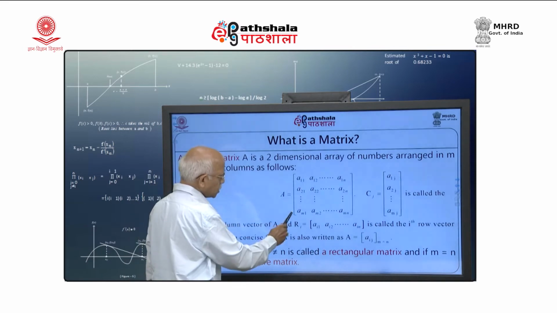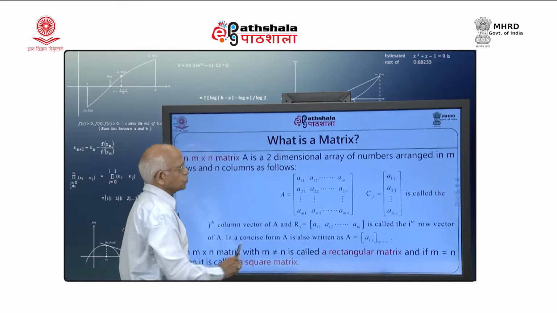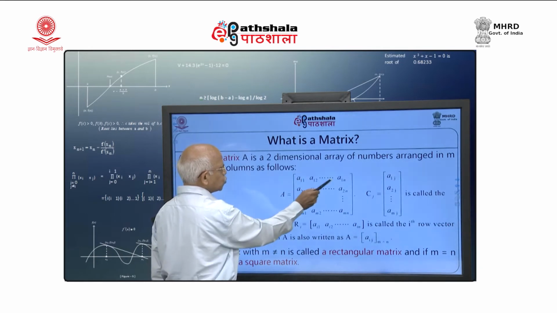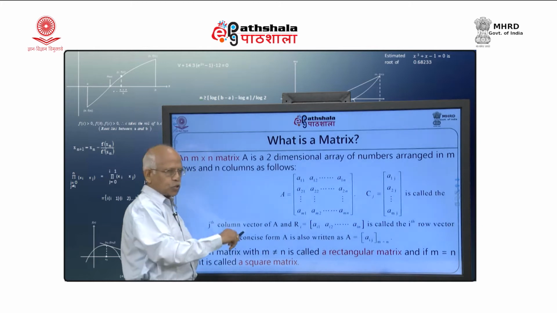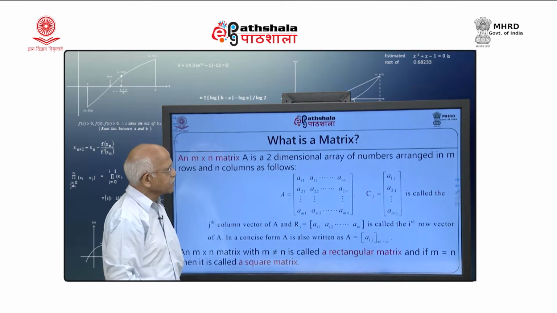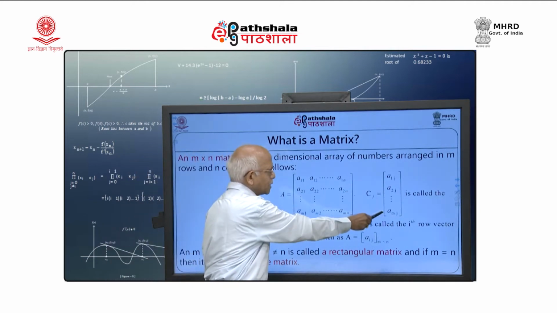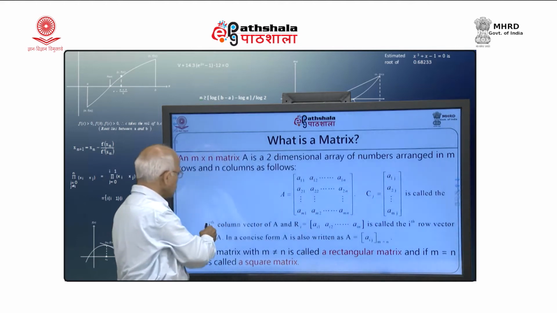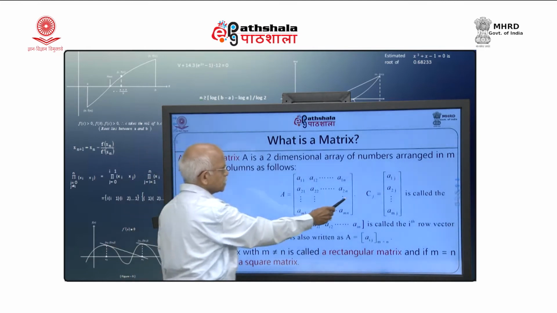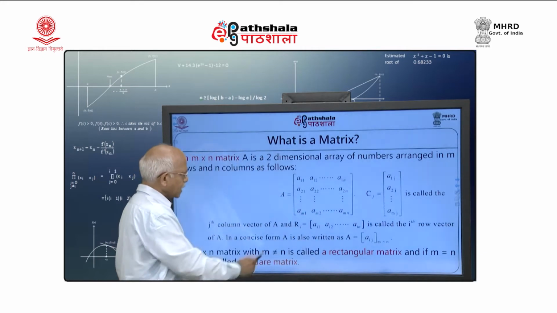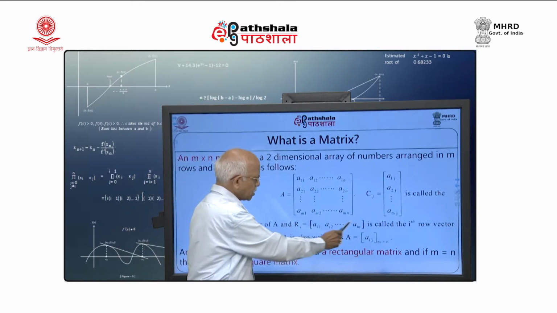So there will be m rows here and n columns. The first row elements I am denoting by a 1 1, a 1 2, up to a 1 n. The first suffix denotes the row number, the second suffix denotes the column number, and like that I get this particular matrix. C j is a column matrix, because I am getting only one column. Because there is only one column, I will call this a column matrix, or the jth column vector. If I consider the jth column, that will be the jth column vector, and R i will be nothing but the ith row vector.